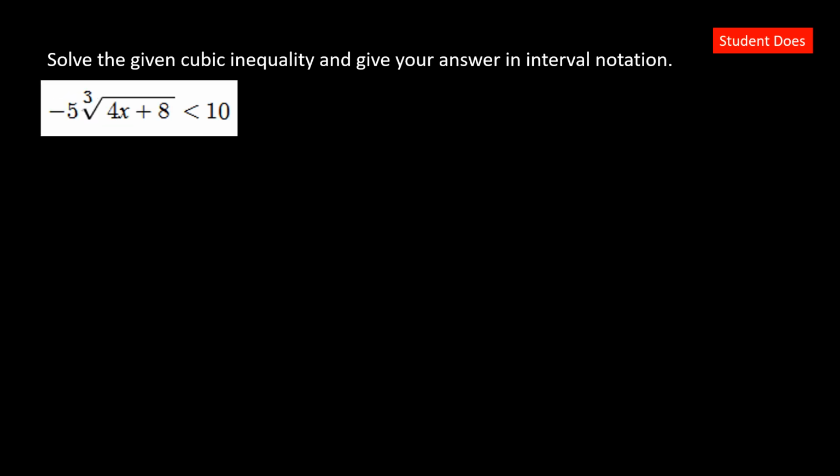All right, and so this is your problem here. You want to follow the same rules. You can do this by hand by dividing both sides by negative 5. Remember, the sign would change. You're going to cube, do all the things, or use Desmos.